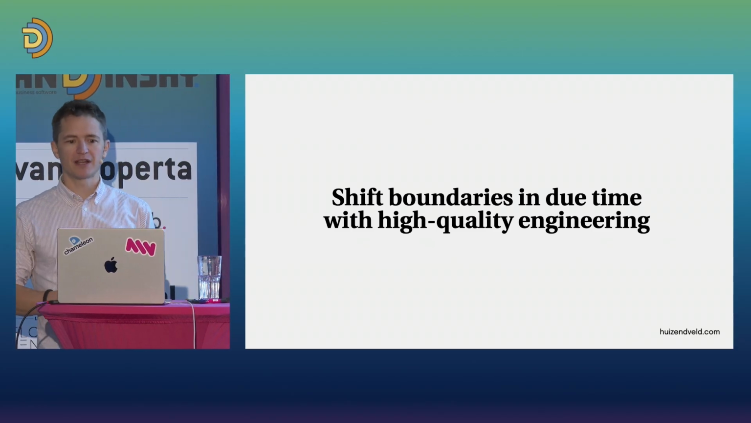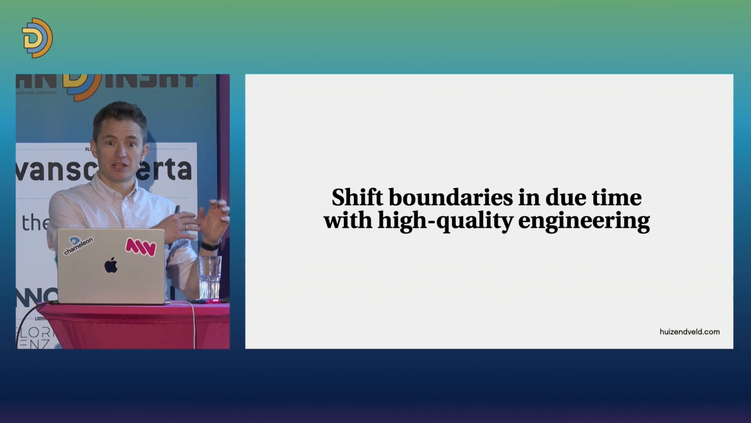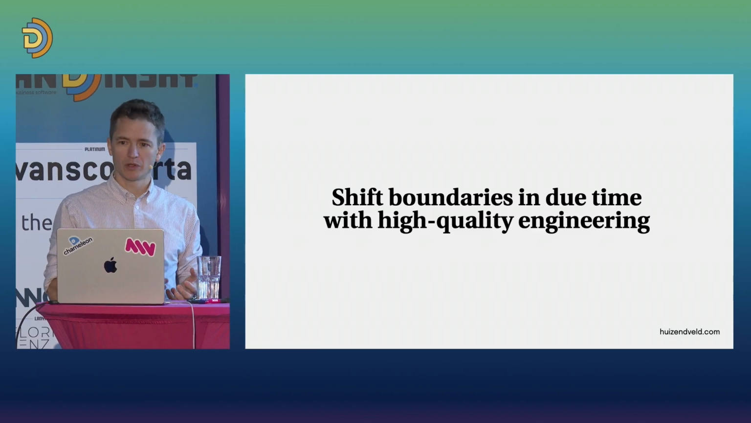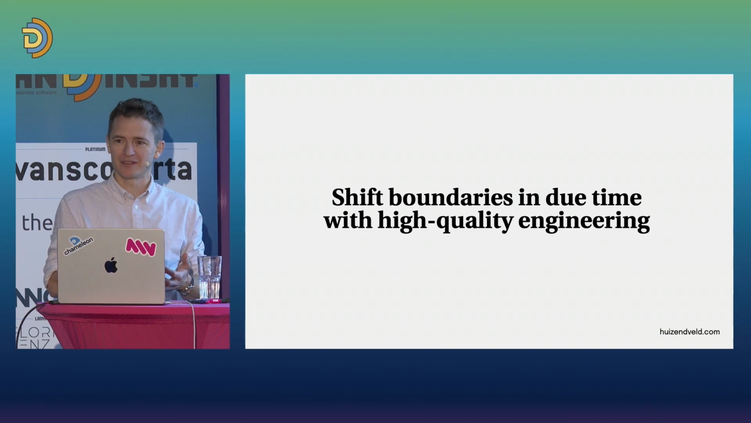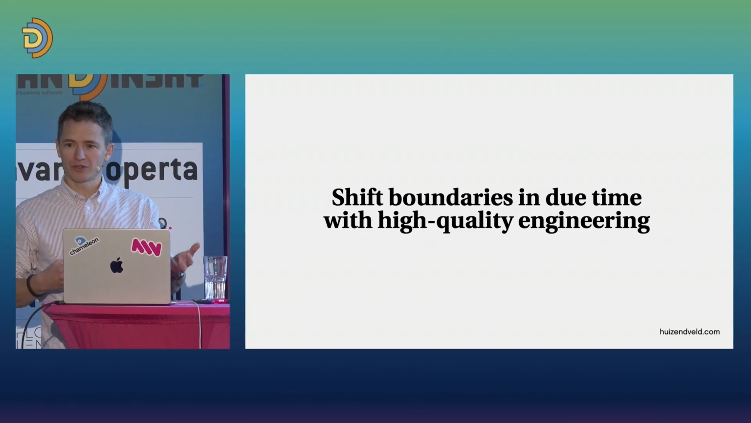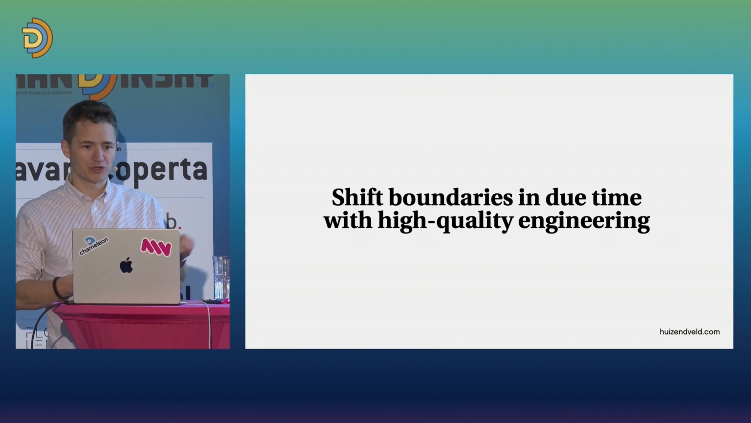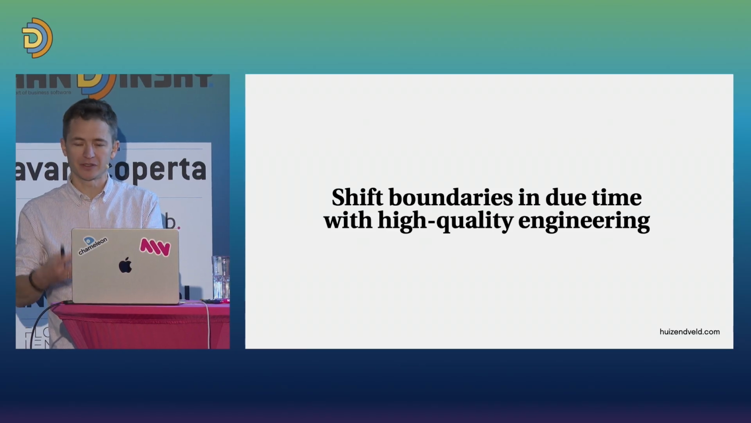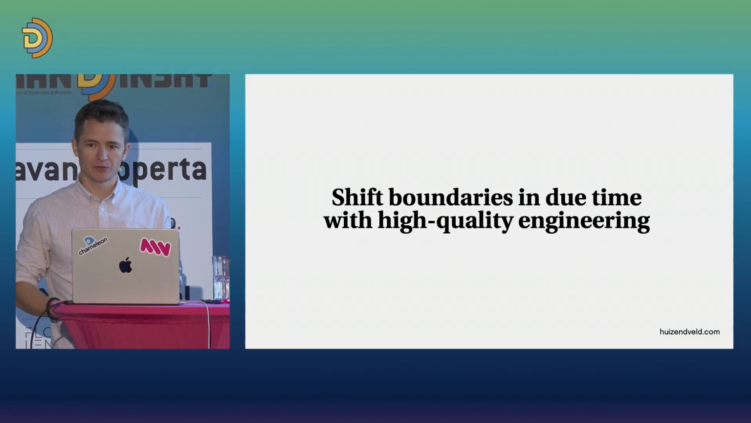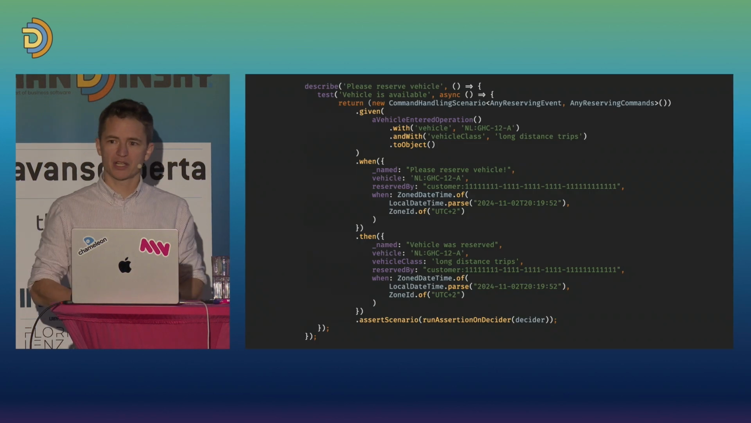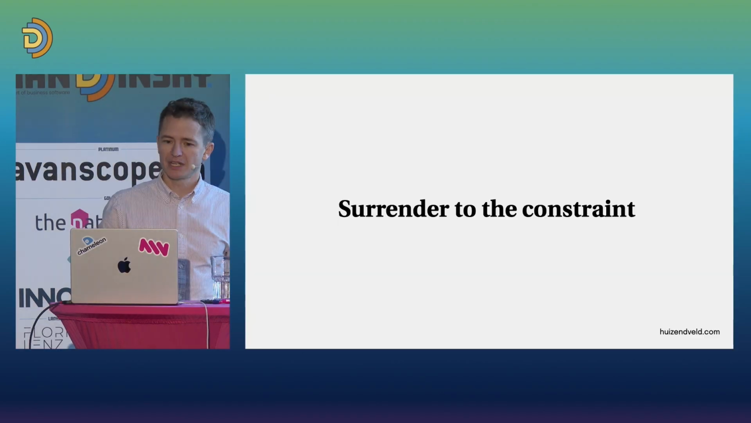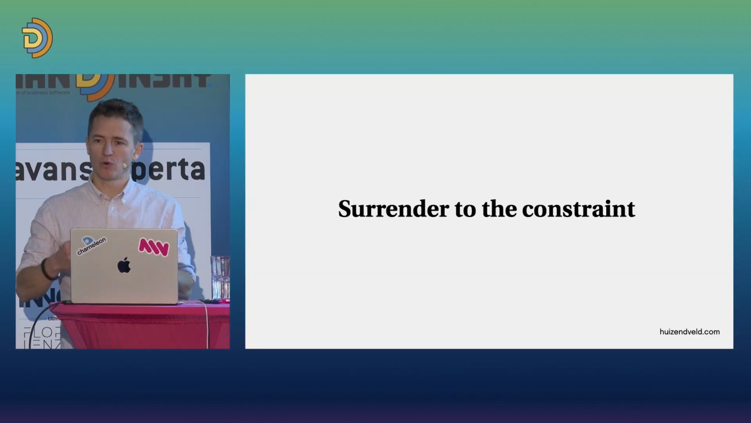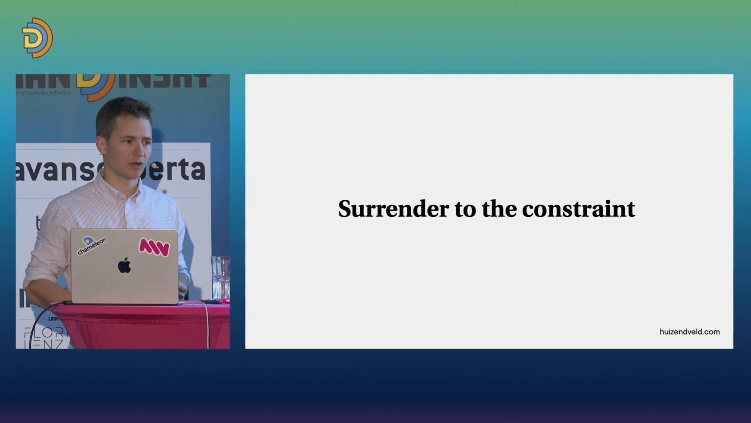And then once you have that, you can shift the boundaries in due time with high quality engineering, right? Once you know where your constraint is, you know how you want to deal with it, and you know where you should be spending that high quality engineering time to get to the result. And it works especially well if you do these things really outcome based, where the way you're testing your system is very outcome oriented and not coupled to your implementation.